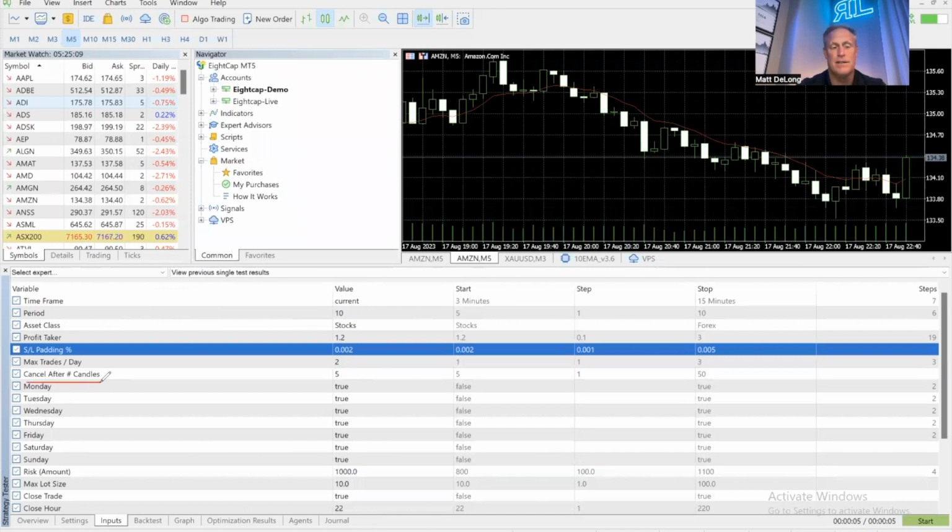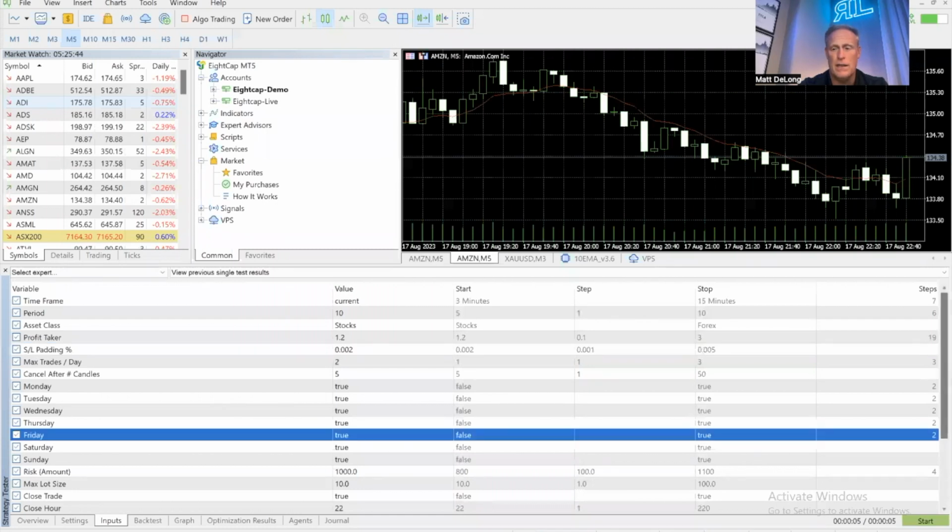Next is cancel after the number of candles. So in this case, 5 candles. If our order is not filled in 5 candles, we will auto exit that and close it out. And then of course, we do have our most common day trading settings for Monday through Friday. And of course, we have added Saturdays and Sundays, which allow you to trade this on things that you wouldn't normally trade on the weekends, like stocks or indexes. You can also apply this to crypto.